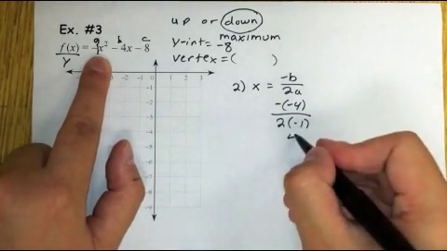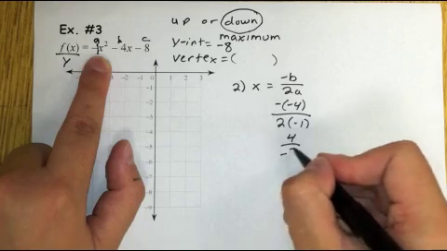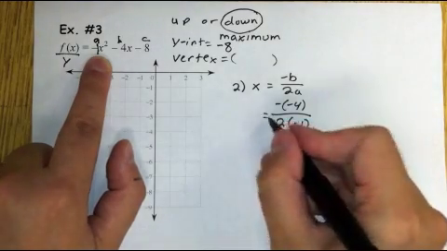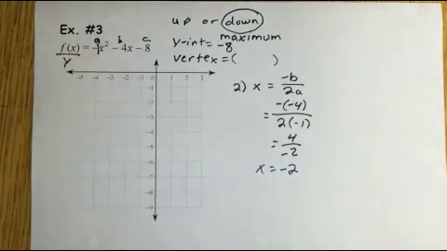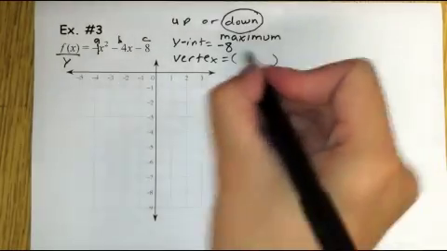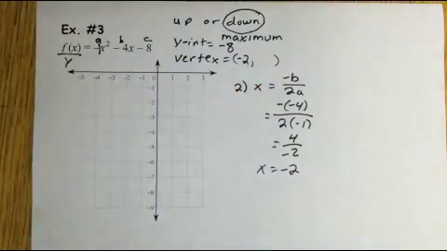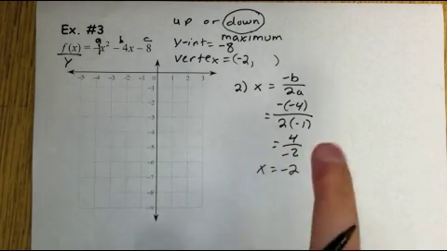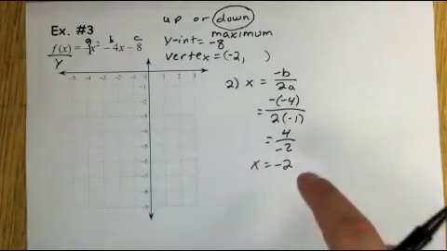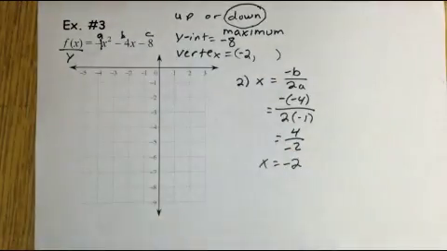Negative times a negative is a positive. 2 times negative 1 is negative 2. So x equals, when we divide that out, negative 2. Go ahead and put that into your coordinates. We have our x. How do we find our y? Plug it in. That's right. Take negative 2 and plug it into every x that you see.